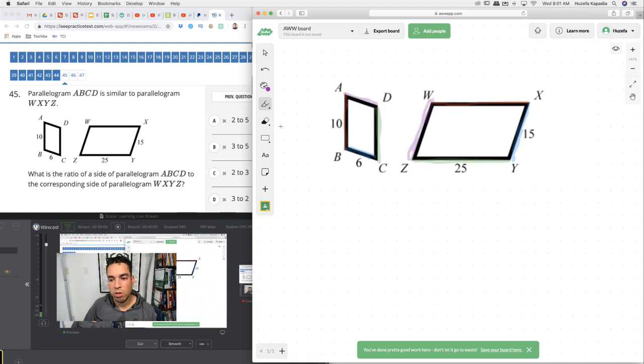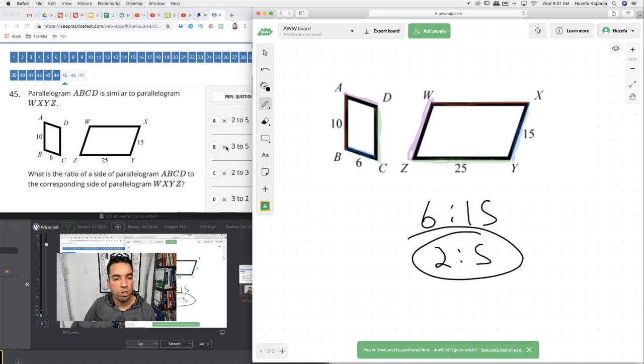Okay, so we got the color coding. Now we want a ratio, and we need to pick two sides that are corresponding, of the same color. The only two that both have numbers are the blues. So 6 to 15. So they want ABCD, the smaller one, to the bigger one, 15. Divide both of these by 3, and it's 2 to 5. It's a 2 to 5 ratio.